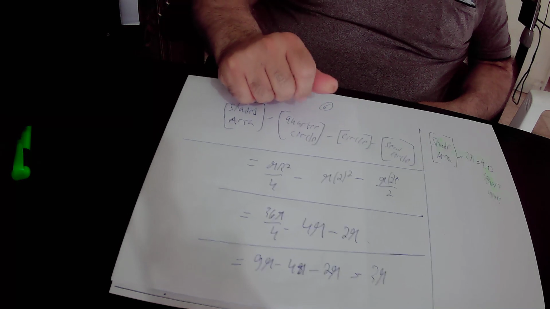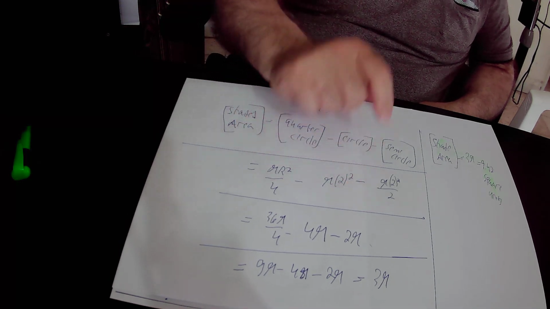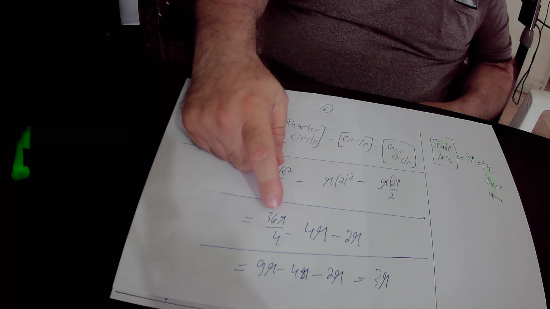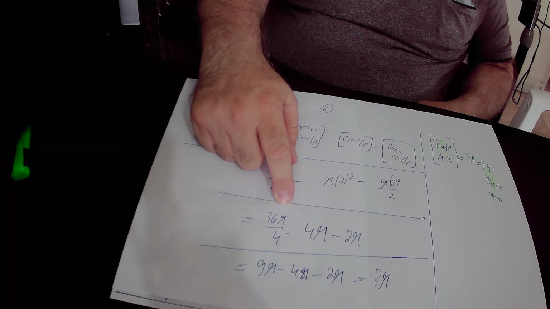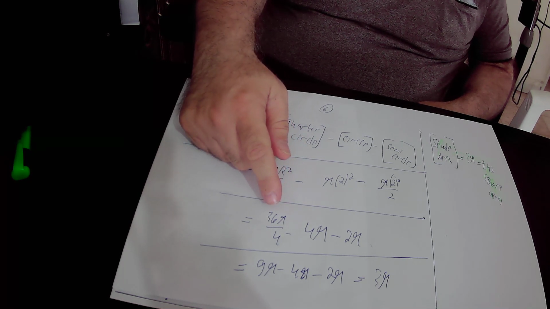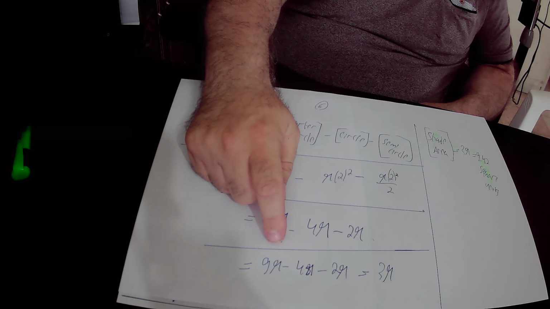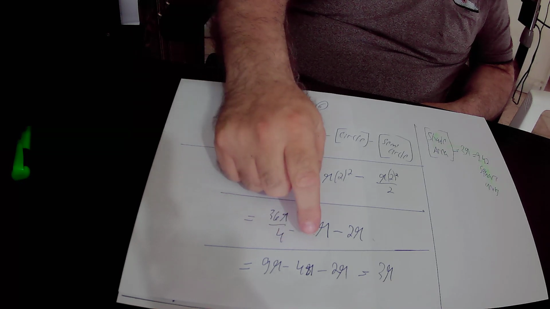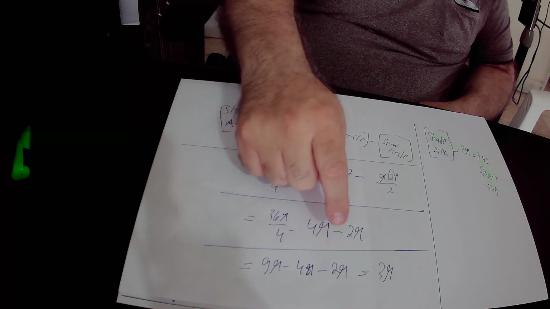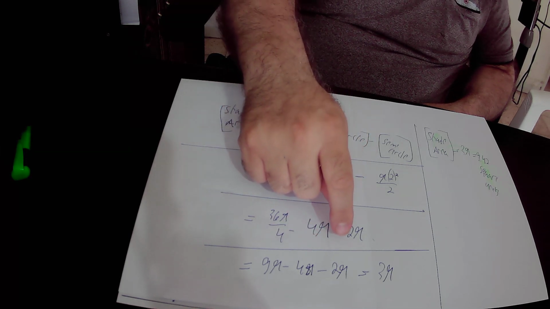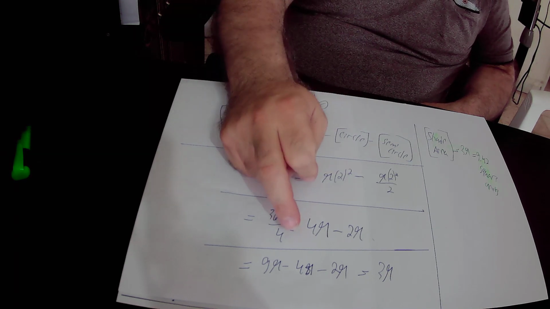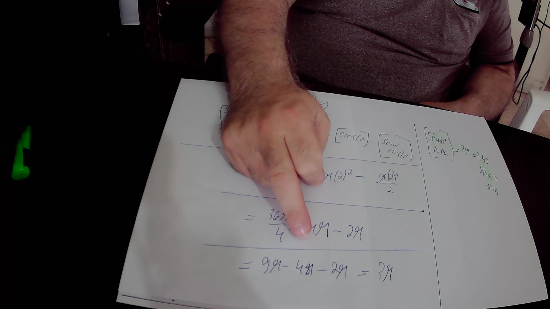Okay? This is the area of the semicircle. And 36 over 4 is 9, so this expression equals 9 pi. The area of the quarter circle, 9 pi, minus the area of the circle, 4 pi, minus the area of the semicircle, 2 pi, equals: 9 minus 4 is 5, and 5 minus 2 is 3.